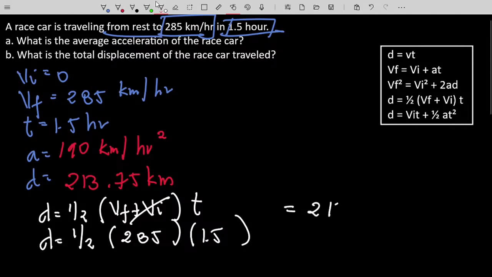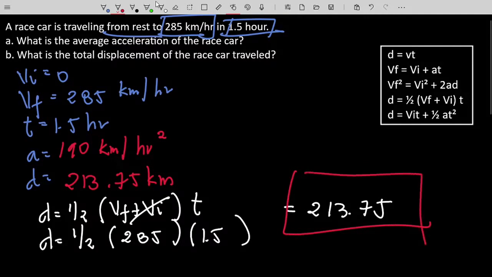which is 213.75. So this should be our final answer. So whatever formula you are going to choose right here, you should come up with the same answer, which is 213.75. Now let's try to have another example.